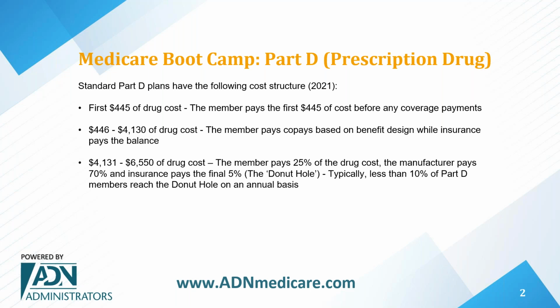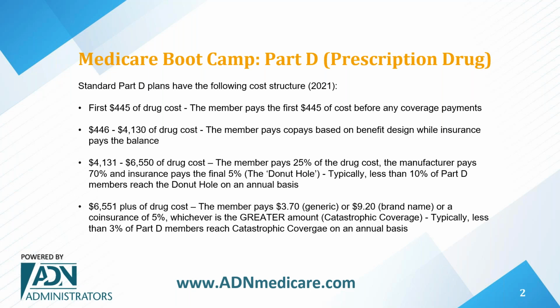From there until $6,550 of total drug cost is called the donut hole, but it is way less expensive than it used to be. In this phase, you pay a 25% coinsurance, while the manufacturer pays 70% and the insurance company pays a final 5%. Also tracked by total drug costs, and note that relatively few people ever get into the donut hole.